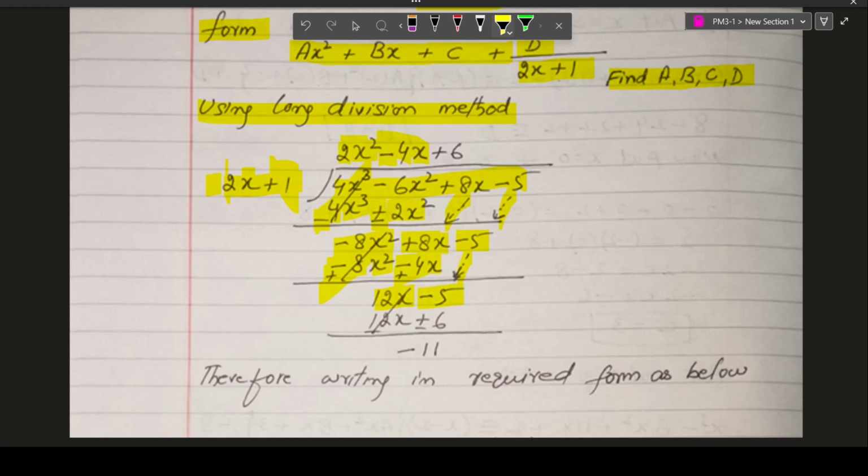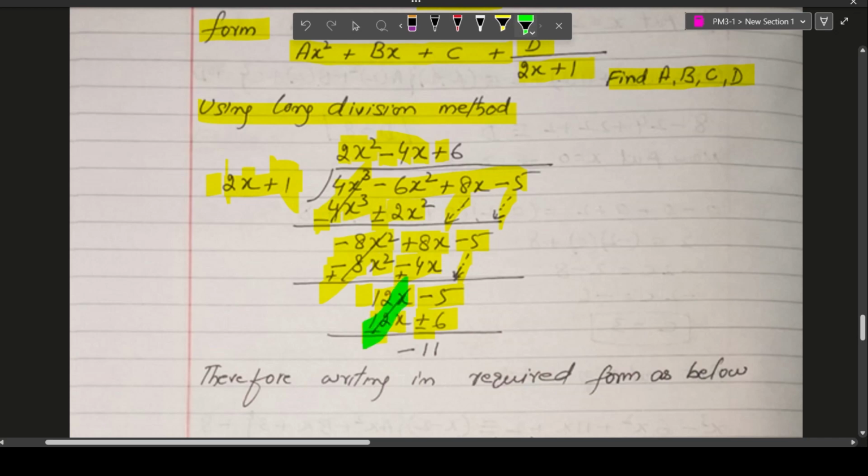Now we have to see what we should do with 2x to get 12x. So 2, first of all, plus plus plus, that's why plus sign is here, because we want plus here. So 2 6s are 12x, and then 6 1s are 6, so plus 6. Change the sign to minus. 12x will be cancelled with minus 12x, and minus 5 minus 6 will give us minus 11.